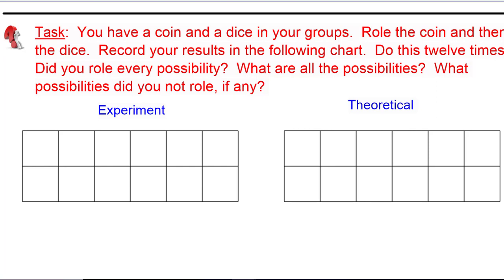We're not going to do the experimental part, but the experimental part is what you actually do. It's what actually happens, and it's going to be different every time you do it. Theoretical is what is supposed to happen.